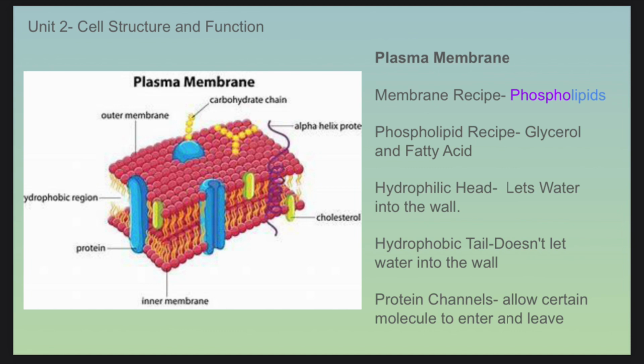Okay, so let's talk about the plasma membrane. Back to science. To make the plasma membrane, you need phospholipids. And if you notice, the word phospholipid has phosphorus and lipid in it. Now, to make phospholipids, you need a glycerol and a fatty acid. It has a hydrophilic head, which lets water in. The hydrophobic tail doesn't let the water in. Now, a protein channel allows certain molecules to enter and leave, but not others.